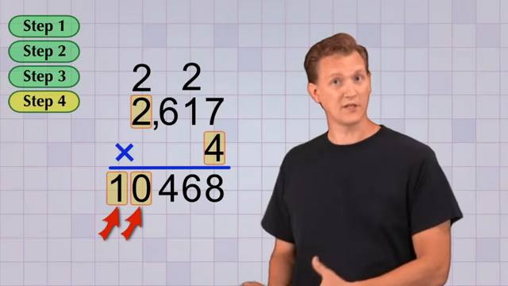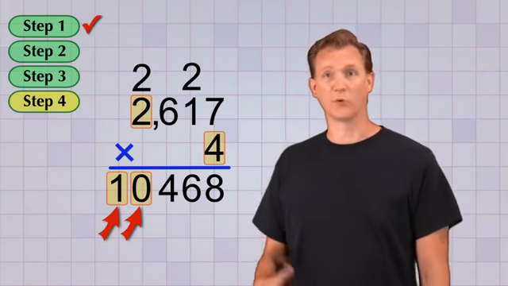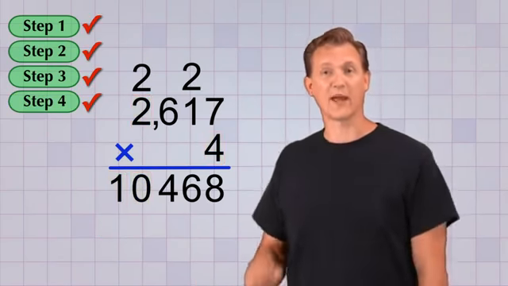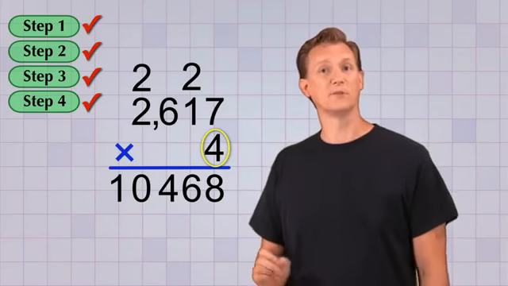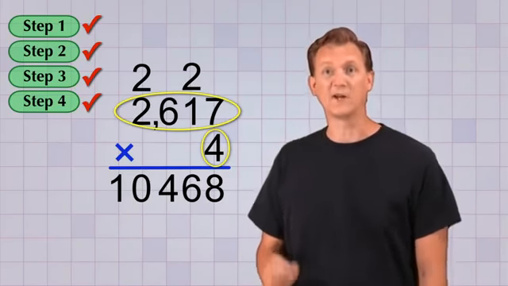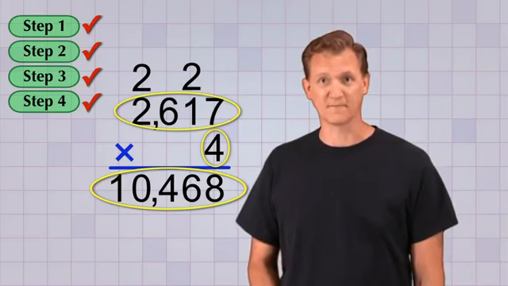And even though it's a 2-digit number, we don't have to carry because we're all done with our multiplication steps, and we have our final answer. 4 times 2,617 equals 10,468.